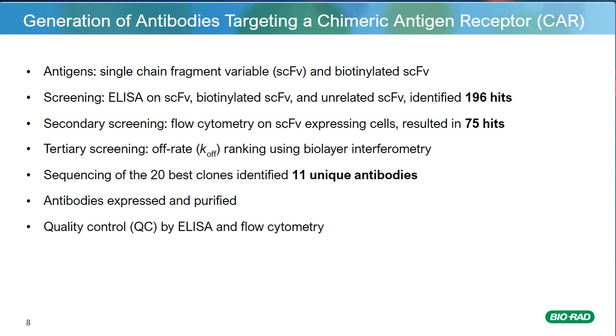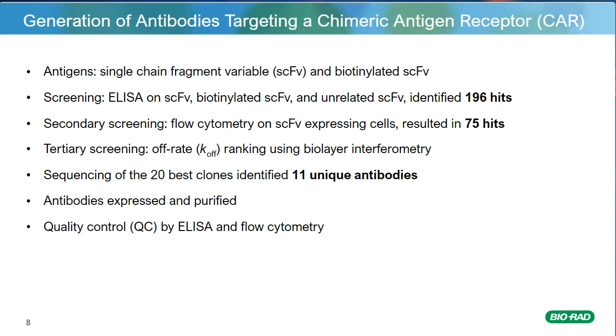After the panning, we performed screening using ELISA, and this was done on the SCFVs in both biotinylated and unbiotinylated format, as well as screening on an unrelated SCFV. This identified 196 different hits. We were further able to narrow down this number of hits by looking at a secondary screening step using flow cytometry. Cells expressing the desired SCFV antigen showed that 75 different hits were found to bind this well.